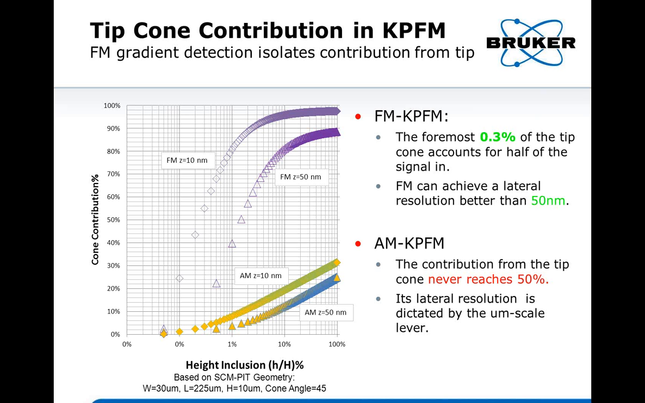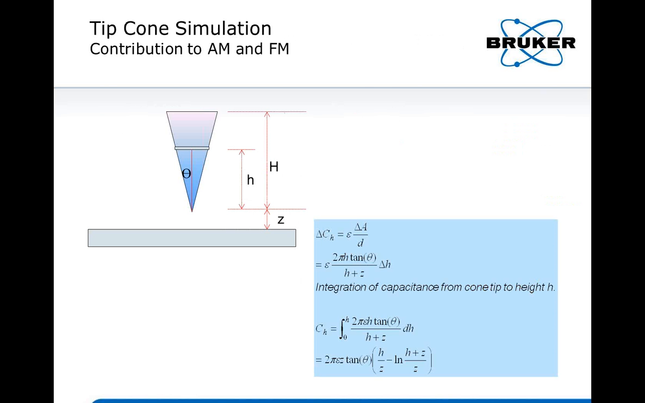Now here is the result. In this plot, the x-axis is the percentage of height versus the total height of the tip cone. Let me go back one slide. Again, the small h is the distance from the tip apex to a certain height, so we integrate the contribution, either force or force gradient, up to that height. The big H is the total height of the tip cone, and there is the tip-sample separation there.